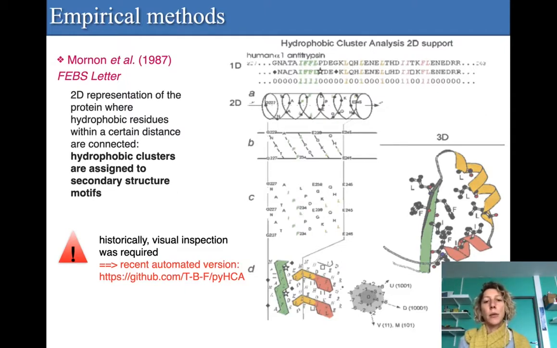So here, how do you distinguish that there are two helices? Because the pattern probably changes. So historically, this was really manually done, by visual inspection. There is now an automated version of this tool, which is not, I think, published, but which is available on GitHub, so you can check. So it's a very powerful method, but for a long time it was really manual.